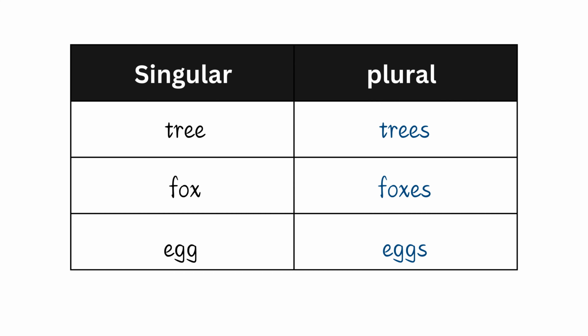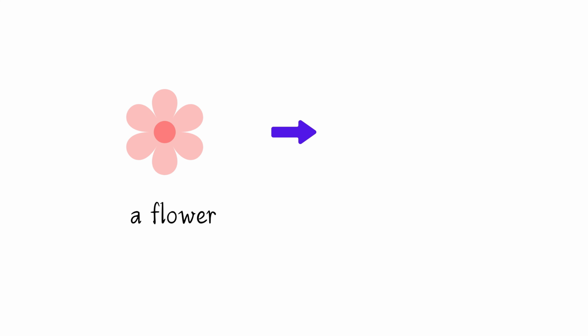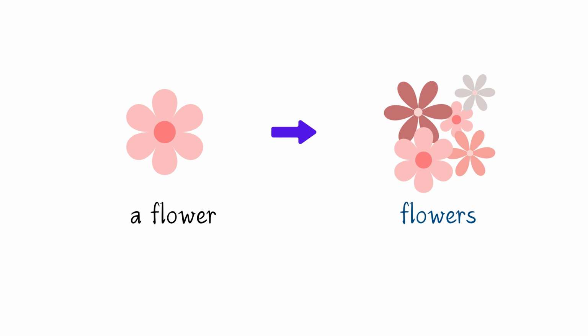Eggs. Great job! To wrap up, we've learned that singular nouns refer to one item, while plural nouns refer to more than one. We also explored how to form plural nouns with different rules. Keep practicing, and you'll master this in no time.